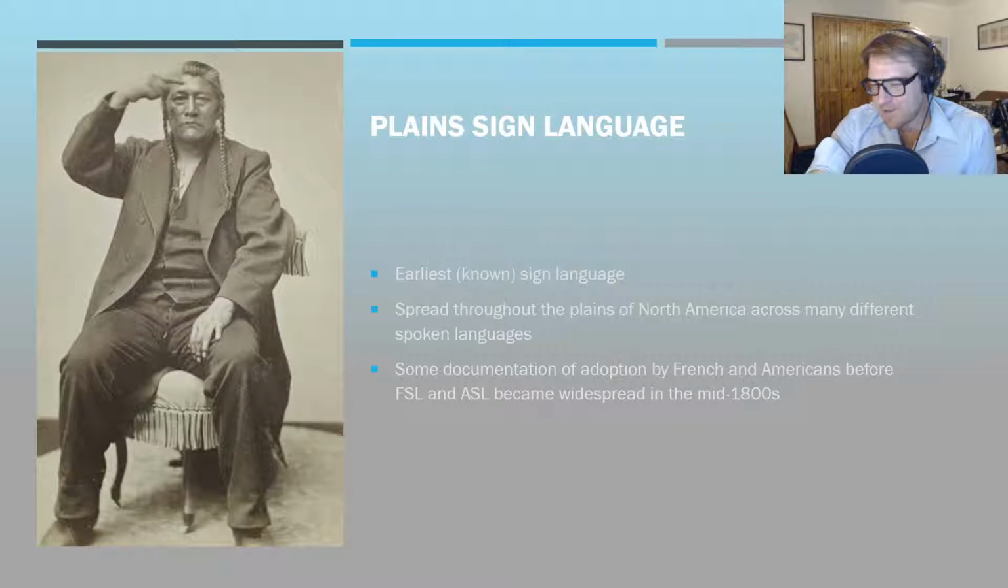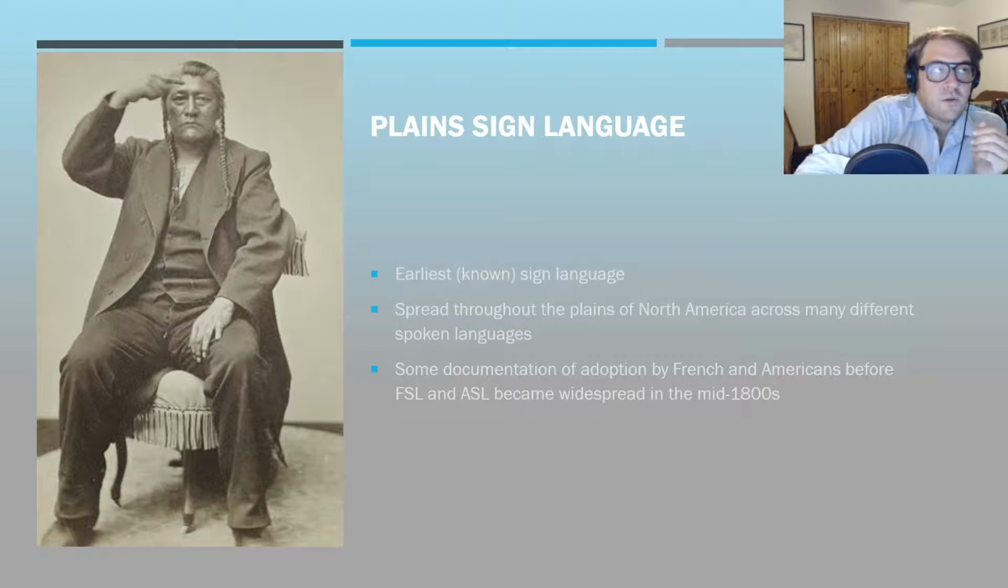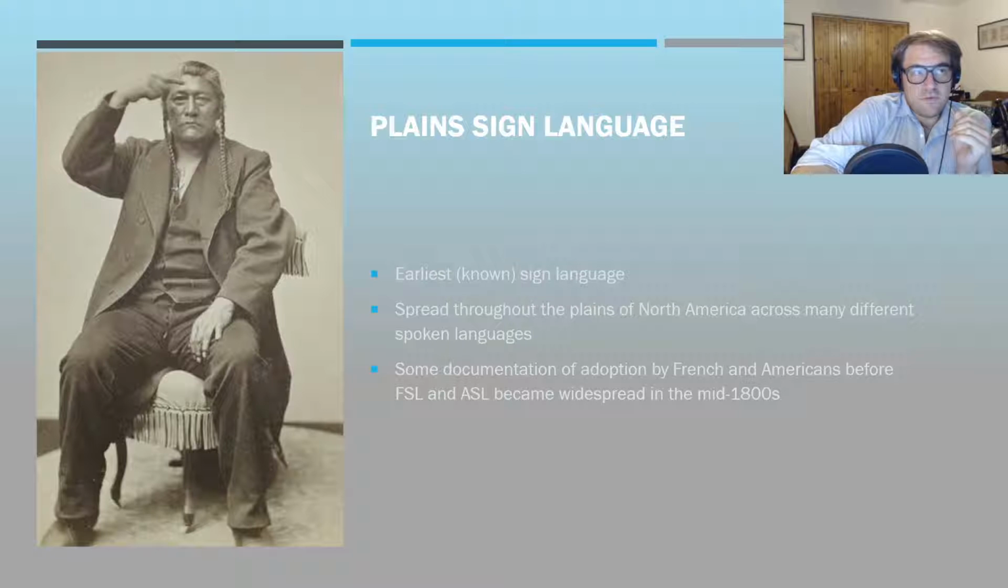So the earliest known form of sign language is Plains Sign Language. I say the earliest known form because, being a signed language, there's not likely to be much documentation of its use. We have carvings. Is it carving? Would you say it's carvings of ancient Egyptian hieroglyphics?